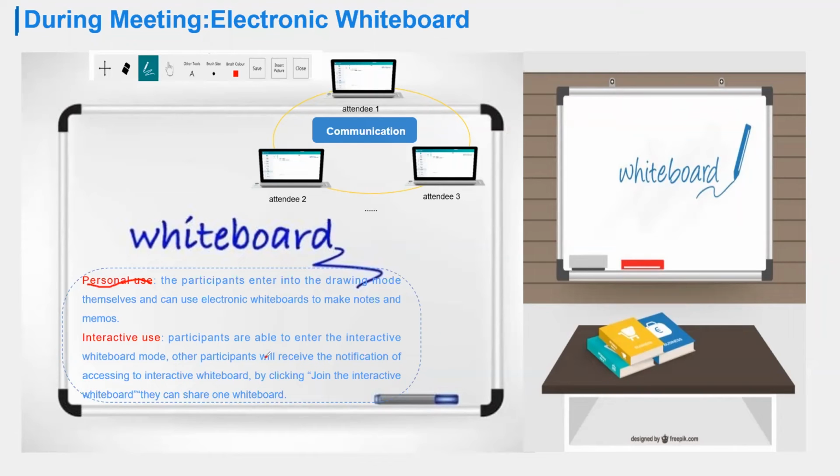whiteboard mode. Others will receive a notification to access the interactive whiteboard by clicking join the interactive whiteboard. They can share one whiteboard. So you can share your contents or comments on the whiteboard with your coworkers.